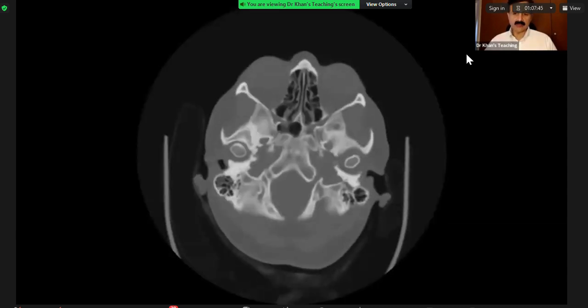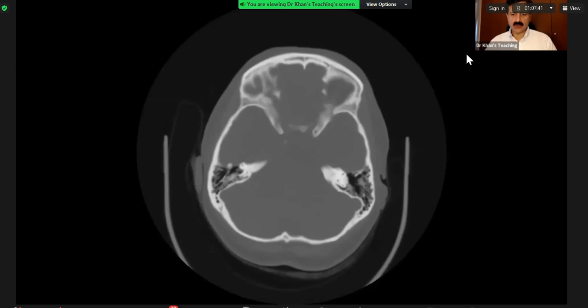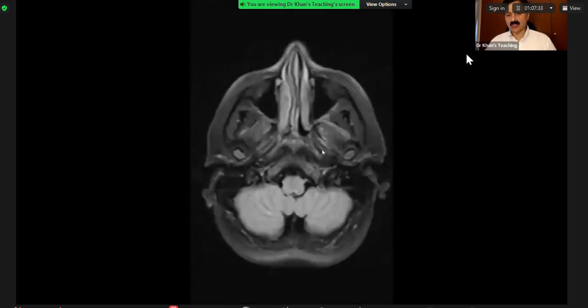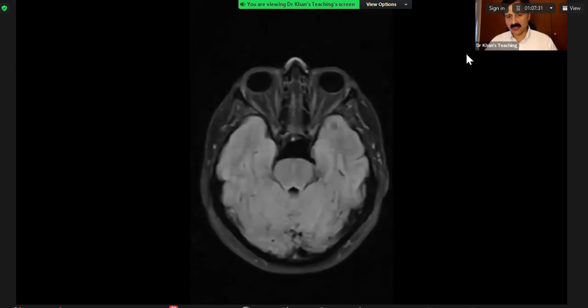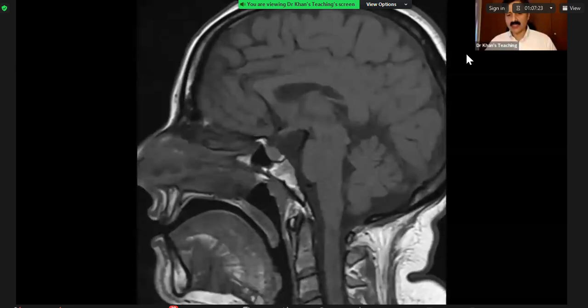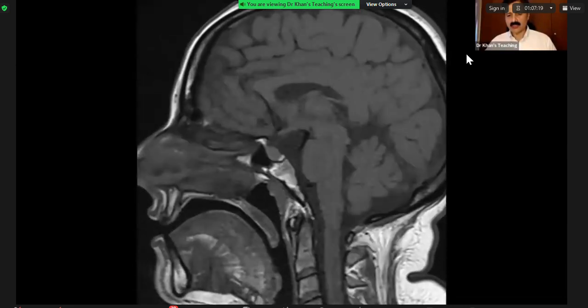So look at this one. This is anterior clinoid, posterior clinoid, and it is missing here because of the cyst. The cyst is just like CSF, very well visible here. And you know, in the suprasellar cistern, arachnoid cyst is one of the differentials which is given in your book.